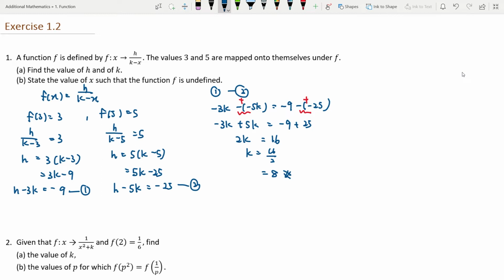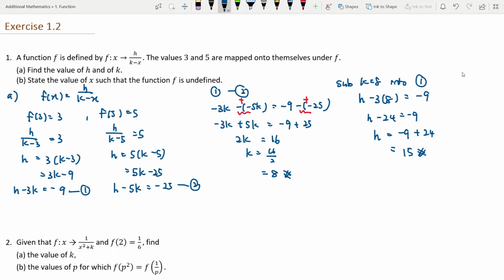After we get the value for k, substitute back and we will get the value of h. Here, substitute k equals 8 into either equation. Maybe equation 1. h minus 3 multiplied with 8 equals negative 9. Simplify it. h minus 24 equals negative 9. h equals negative 9 plus 24. h equals 15. This is for part A.